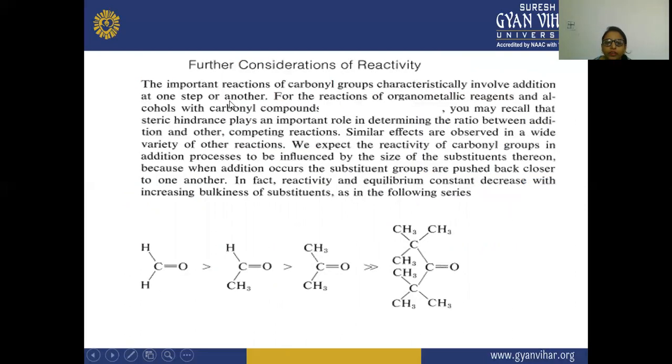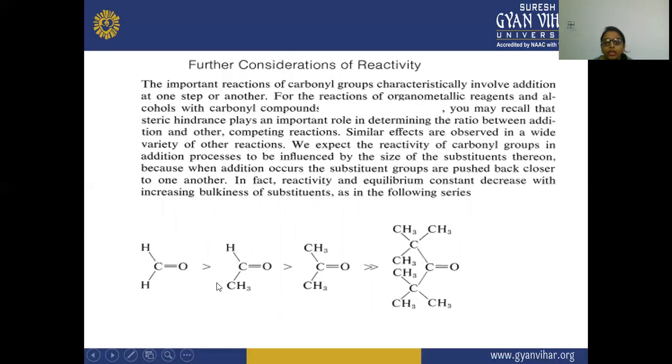Further consideration of reactivity. The more important reactions of the carbonyl group characteristically involve addition at one step or another, as in the reaction of organometallic reagents and alcohol with carbonyl compounds. You may recall that steric hindrance plays an important role in determining the ratio between addition and other competing reactions. Similar effects are observed in a wide variety of other reactions. We expect the reactivity of the carbonyl group in addition processes to be influenced by the size of the substituents thereon, because when addition occurs, the substituent groups are pushed back closer to one another.